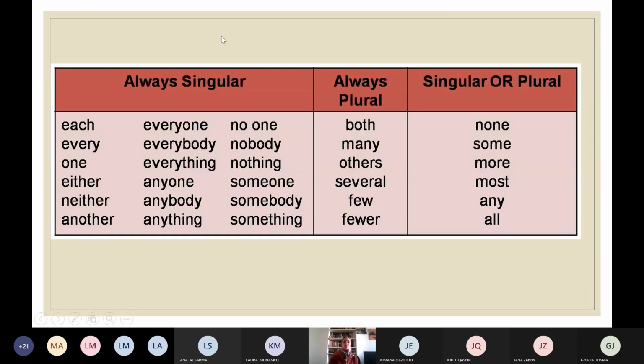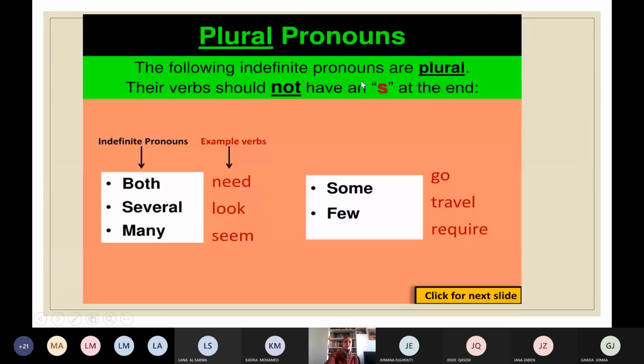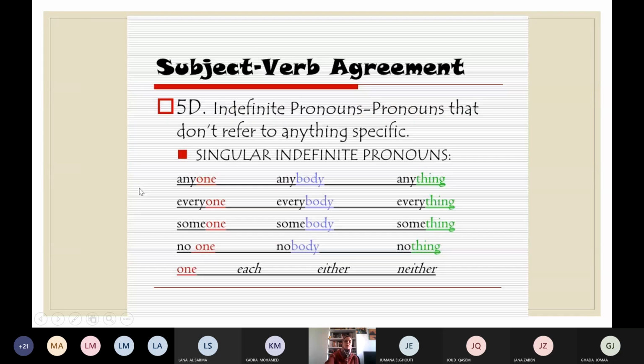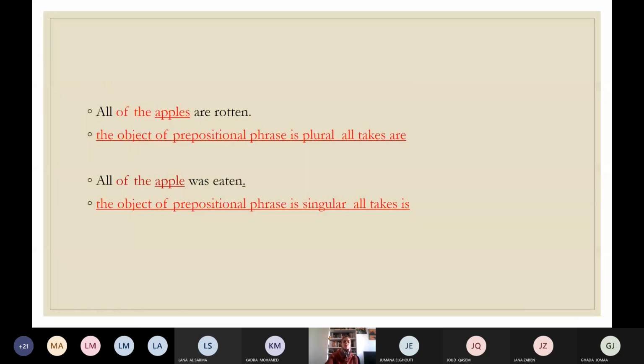Okay, we go back again. What about those that are always plural? Few, many, several, and both. Not some. Some is wrong because this is a slide brought from the internet. So it is few, many, several, both.